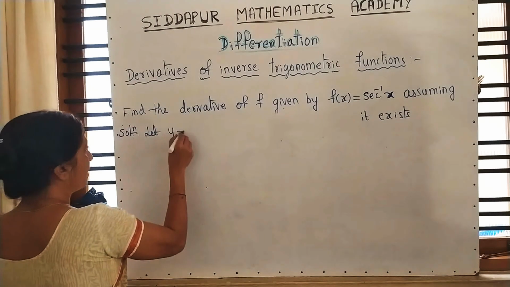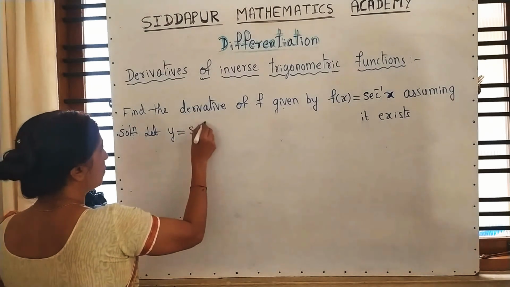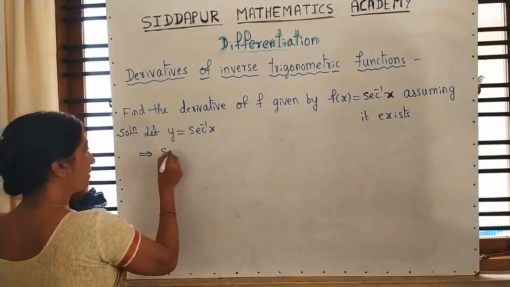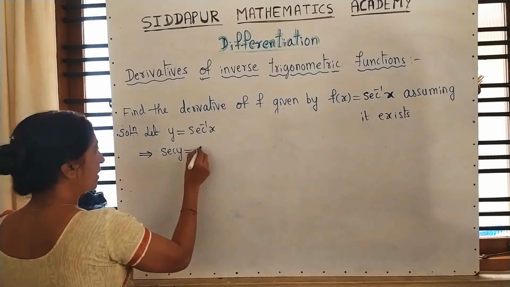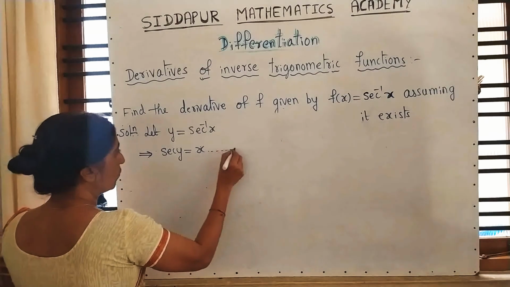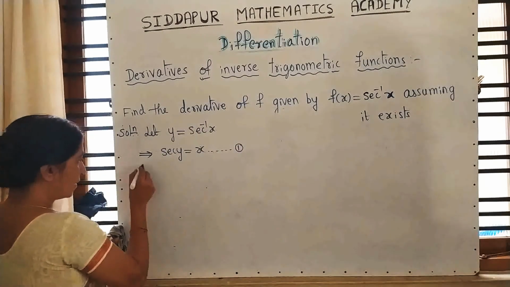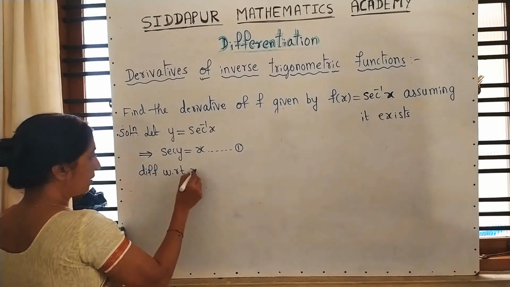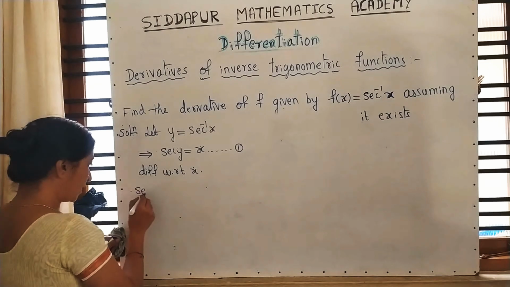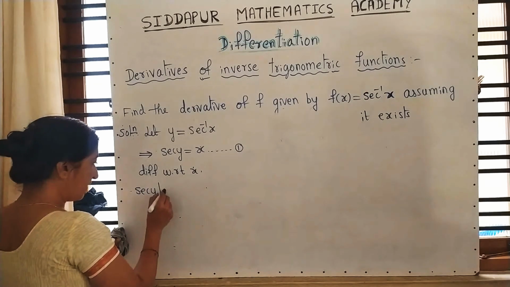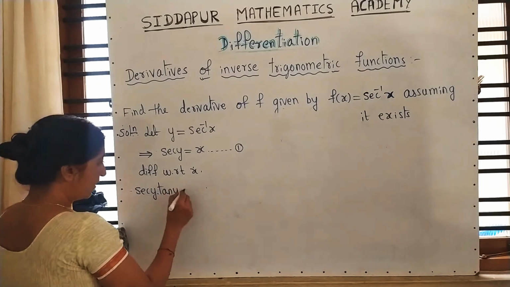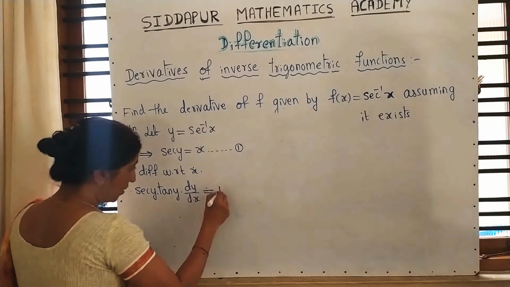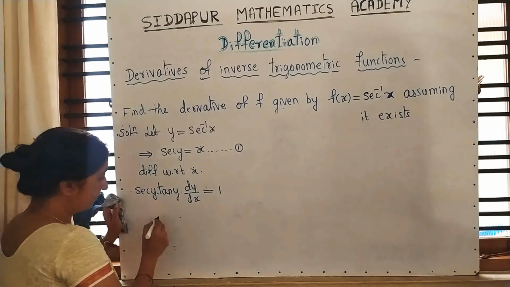Let y is equal to sec inverse x. Take only sec on this side. Sec y is equal to x. This is equation 1. Differentiating with respect to x. Differentiation of sec is sec y into tan y into dy upon dx is equal to 1.